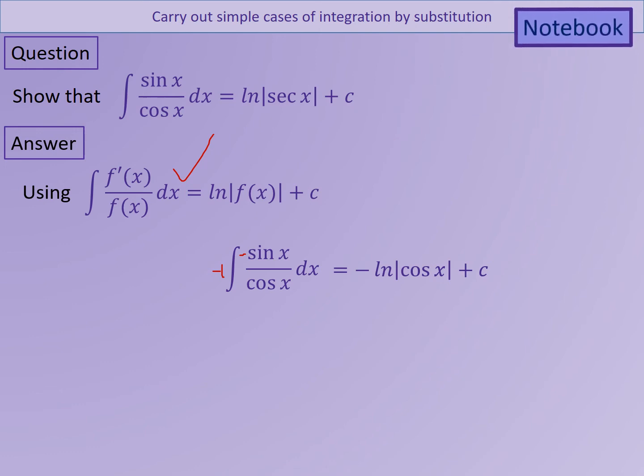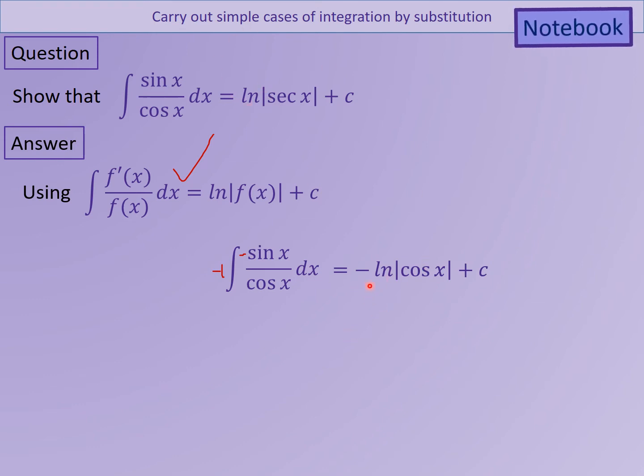So let's go back to this one. I've just integrated sine over cos. I've cheated by putting a minus sign in, and that's where I've come down to this answer. I'm allowed to do that because the denominator differentiates to the numerator. But that's not the same as this, is it? This is a cos, this is a sec.